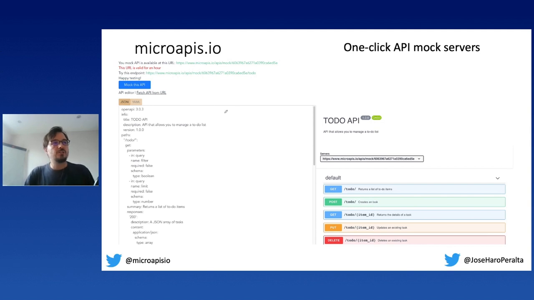To use it, you simply paste the API specification in this area. Then you click this button, and you will get a base URL like you see here, which is the base URL of your mock API server.